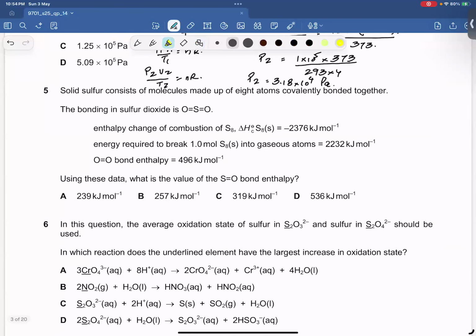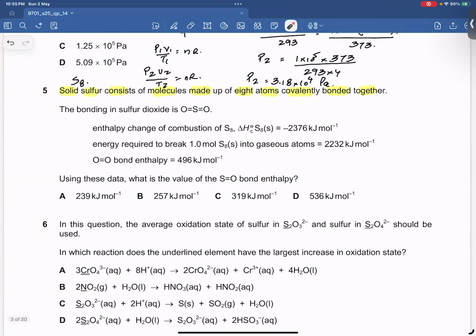Next, solid sulfur consists of molecules made up of 8 atoms covalently bonded together. When sulfur molecules are covalently bonded together with 8 atoms, its formula is going to be S8. The bonding in sulfur dioxide is SO2, which means one sulfur dioxide has 2 sulfur-oxygen bonds. The enthalpy change of combustion of sulfur is already given. The energy required to break 1 mole of sulfur into gaseous atoms is given. That's atomization. And the bond energy of oxygen is given. We need to find out the value of the SO bond energy. Again, it's a very complicated question.